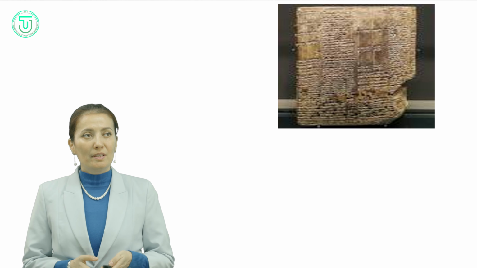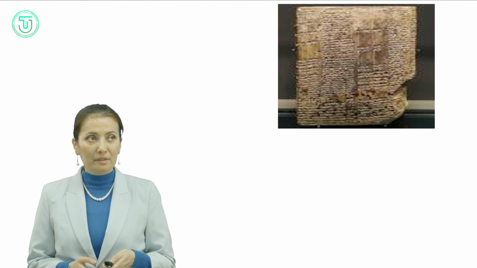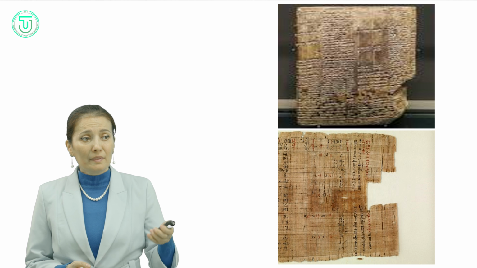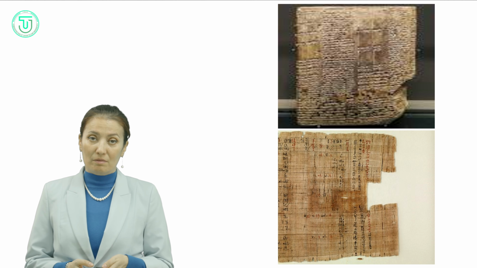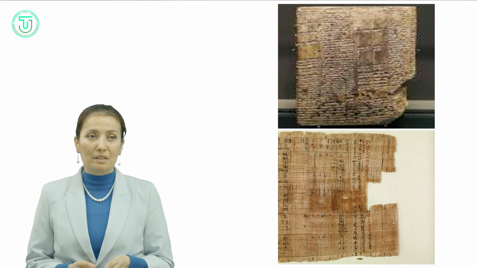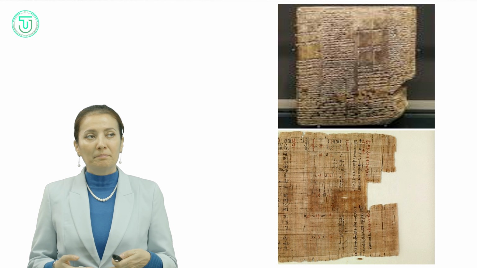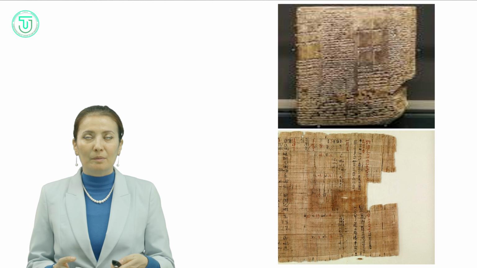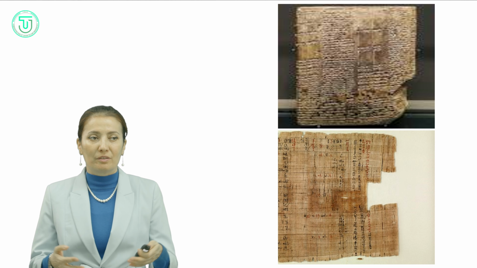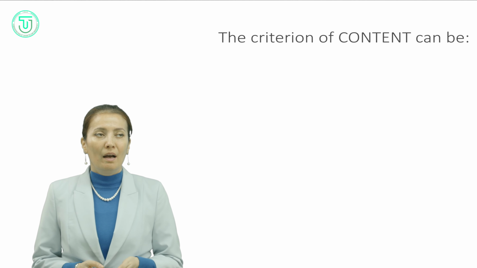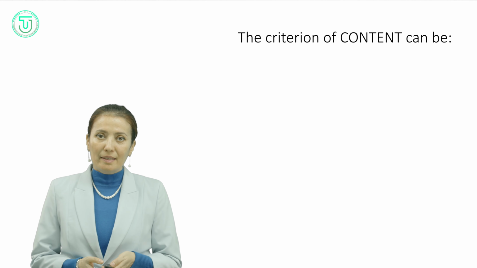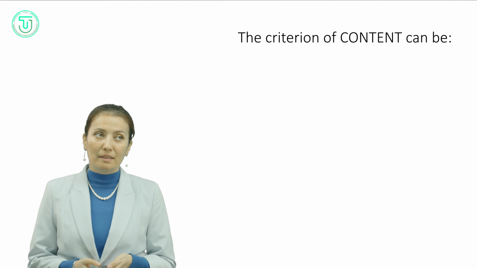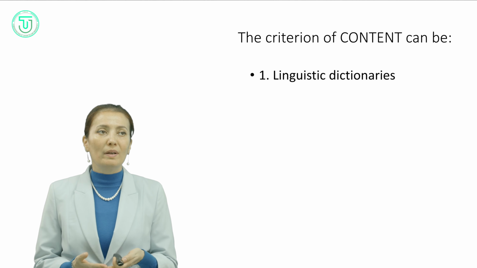As you see, this is a clay tablet, which was used in the past as an example. The next one is the papyrus roll. They were also used in the past when clay tablets became less popular, in ancient Greece, for example. The next one is the criterion of content. So what does it mean?